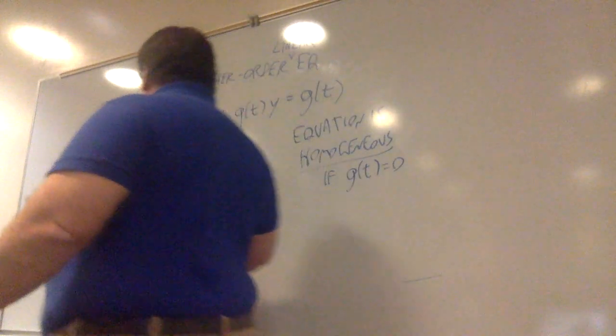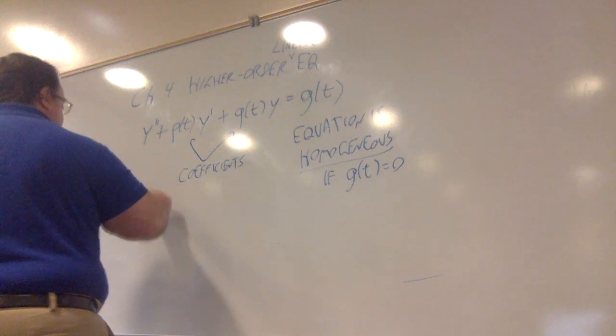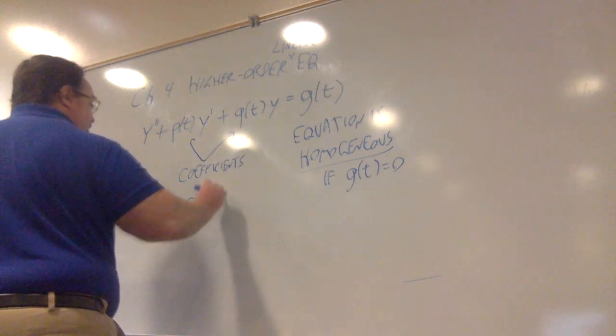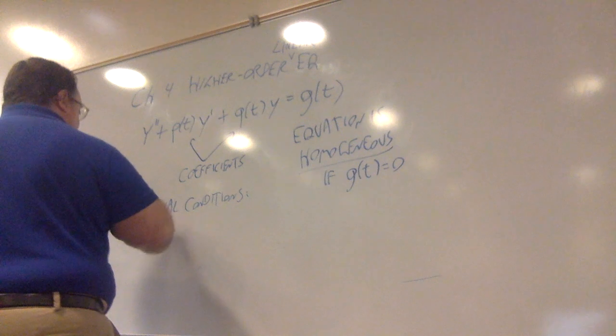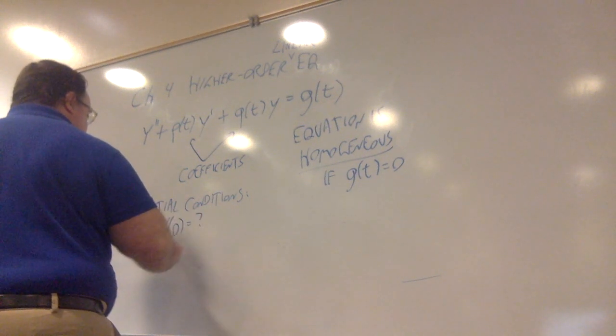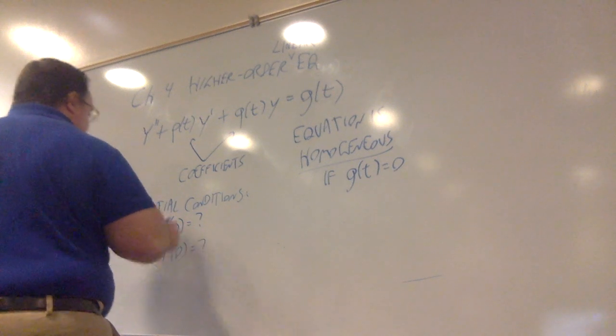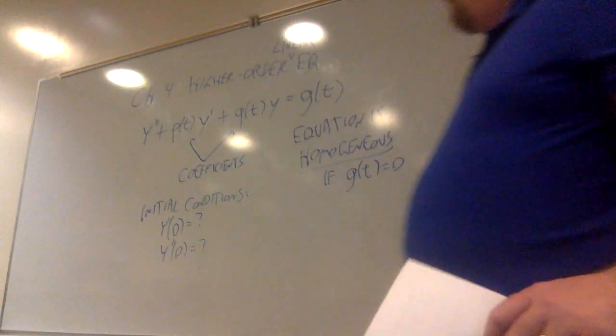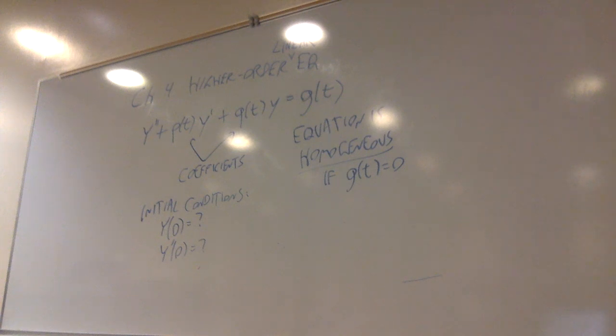Now, we have initial conditions. So y of 0 is equal to something, y prime of 0 is equal to something. Or it could be some other initial time, but almost always it'll be 0. Now, we need two initial conditions because it's a second order equation. Whatever the order of the highest order derivative in the equation is, that is how many initial conditions you need for a unique solution.